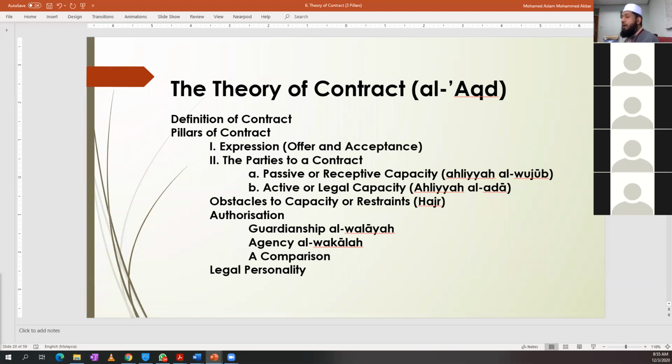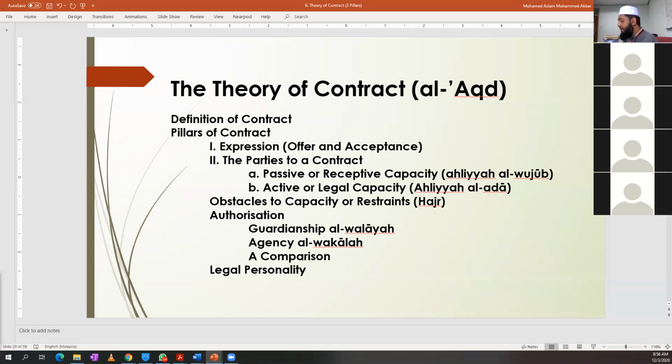The second one, who is the party? Who is the person that is actually dealing? Number three is what? What exactly are we selling? So we talked about it, right? How, who, and what. Remember these three pillars. So today we are going to talk about the second pillar.